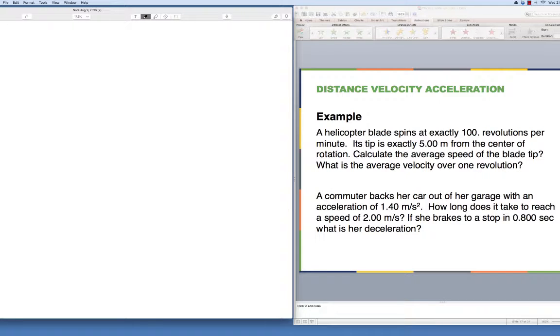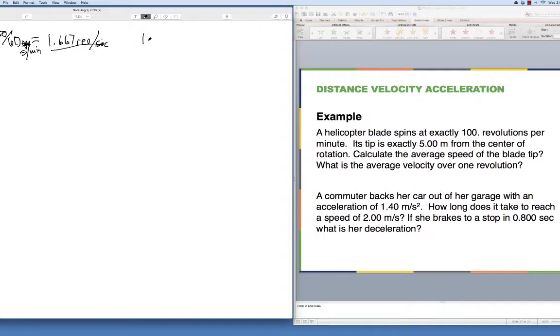So we have 100 divided by 60 revolutions per second, excuse me. And so that's 1.667 revolutions per second. This is seconds per minute here. I wanted to change it to revolutions per second, okay?